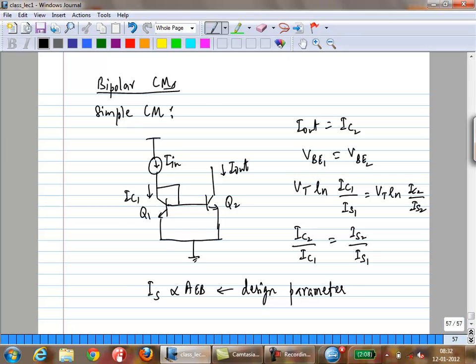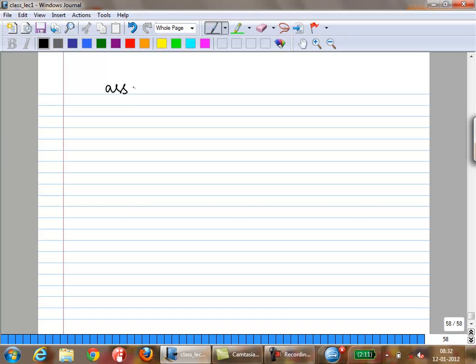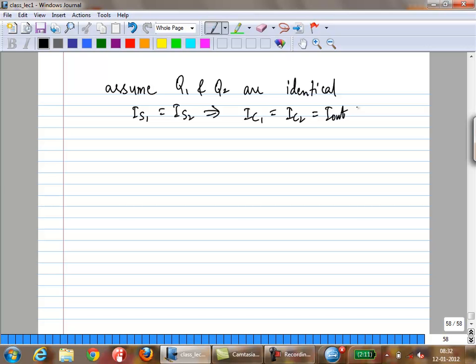Now for simplicity's sake, let's just start off by assuming that these two transistors are identical, because we want to find out what happens if the two are identical. What is the current ratio? So the two collector currents are equal and equal to the output current.